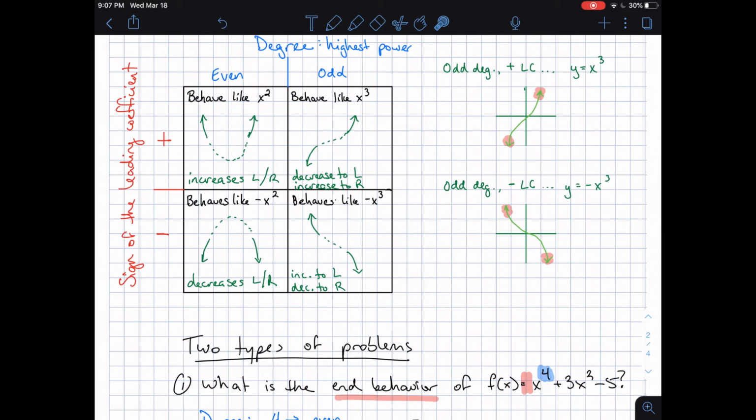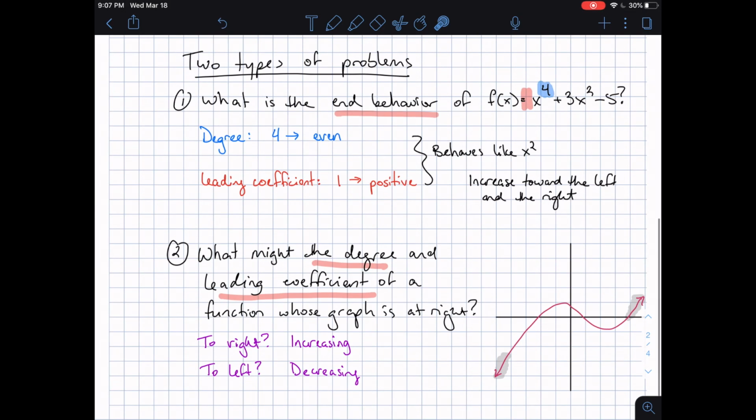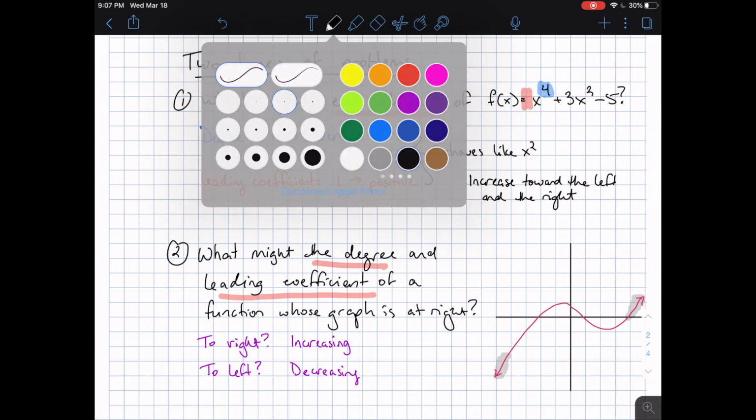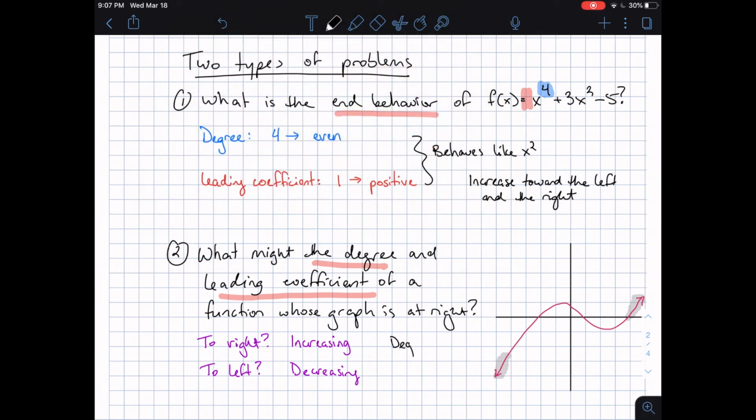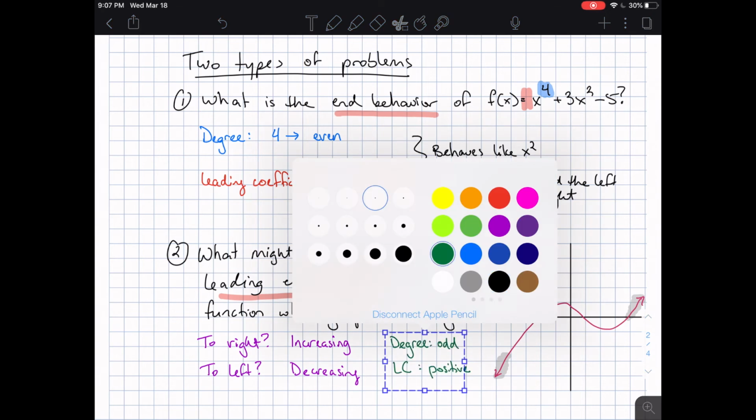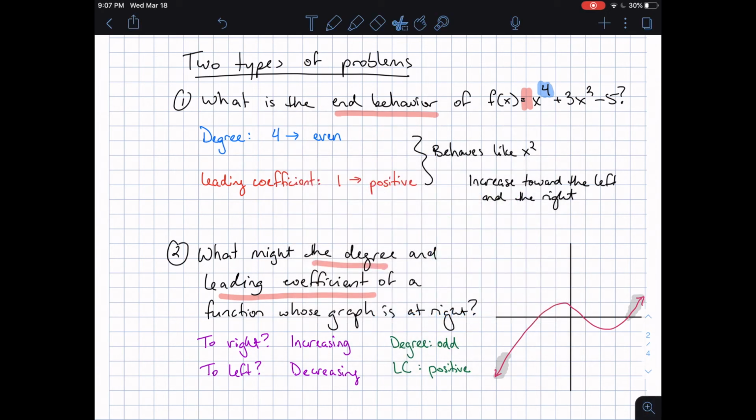Puts me in this box, which is for an odd degree and a positive leading coefficient. So I know that the degree is going to be odd, and the leading coefficient is going to be positive. Let me put that in a different color so it sticks out. There we go. All right, so increasing, I'm going from low to high across my whole function, right? I went from low to high. That tells us from our chart, it's an odd degree with a positive leading coefficient.